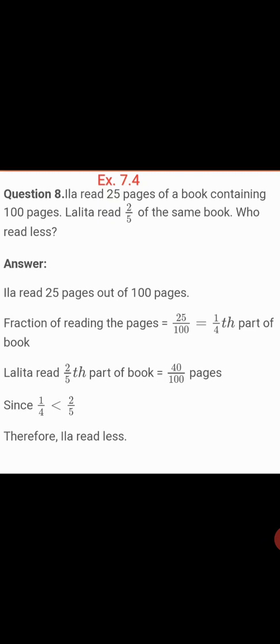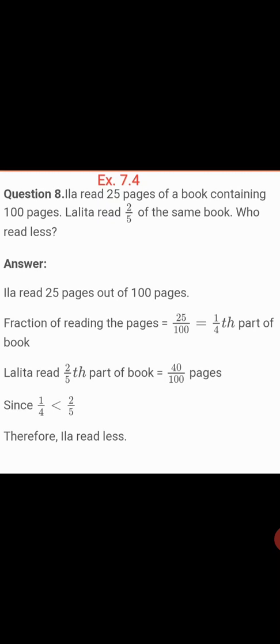Question number 8. Ela read 25 pages of a book containing 100 pages. Lalita read 2 by 5 of the same book. Who read less? In this question, the total number of pages is 100, and Ela read 25 pages and Lalita read 2 by 5 of the same book. Now you have to tell who read less.